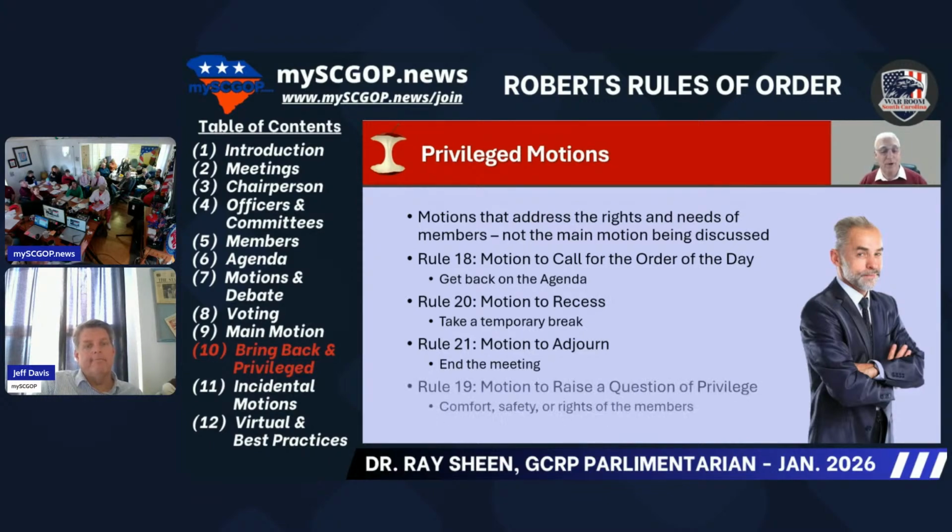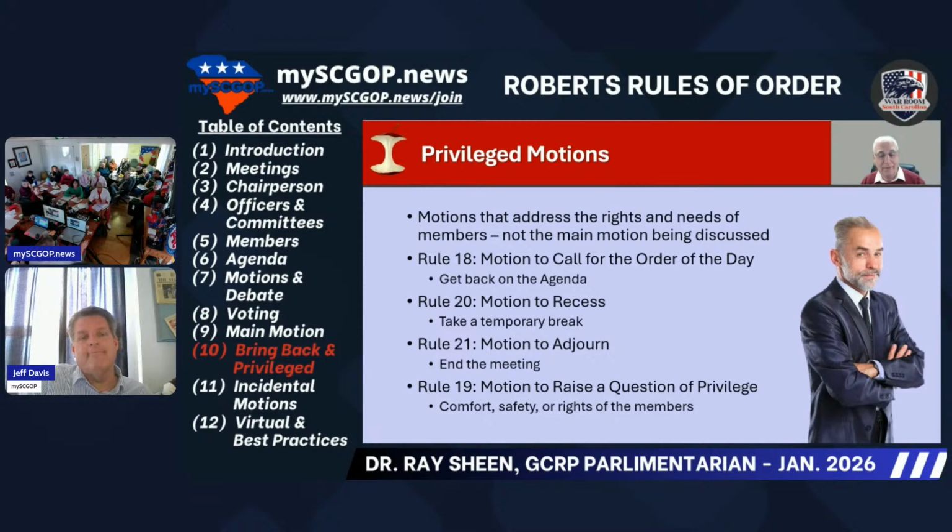The final motion of privilege that I want to discuss is one known as raising a question of privilege. This is discussed in Robert's Rule 19. This is a motion that a member raises and is normally related to the comfort, safety, or some other aspect of the rights of the Assembly. A common example could be someone raising a question of privilege when they ask that all people speak into the microphone so that those sitting in the back of the room can hear what's being said.